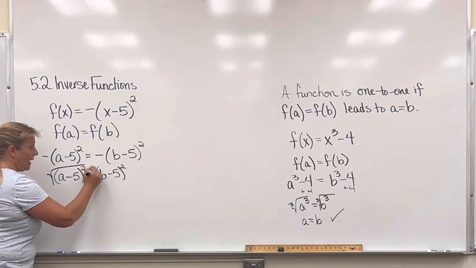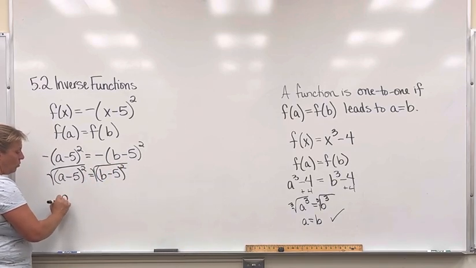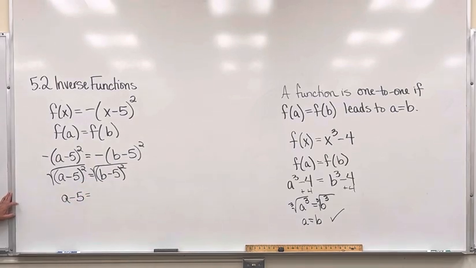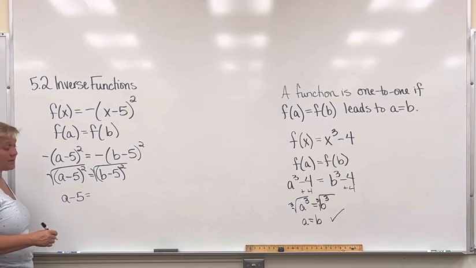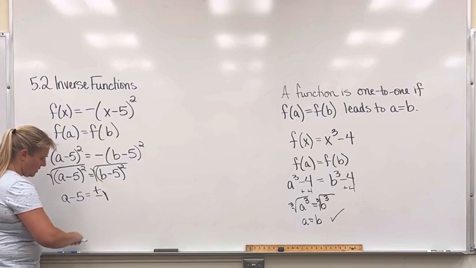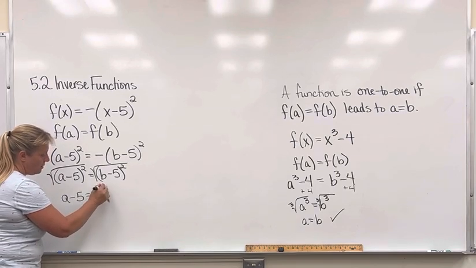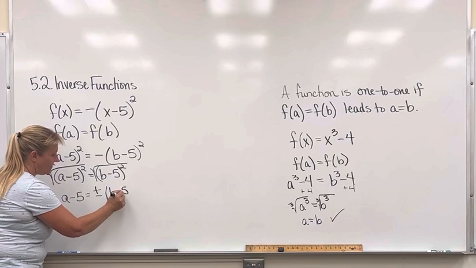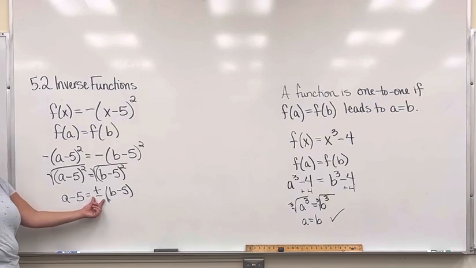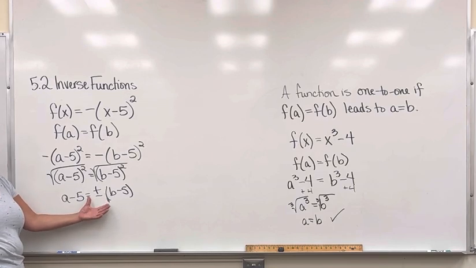And we certainly can, but there's an issue. When we take the square root of a problem, we have to put a plus or minus sign. So we'll do a plus or minus, parenthesis, B minus 5. It's not just A minus 5 equals B minus 5. We end up with this plus or minus sign. So you see how this is kind of leading us to something that's not really going to be great.